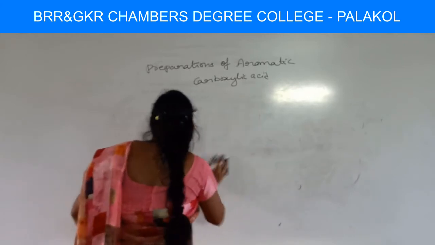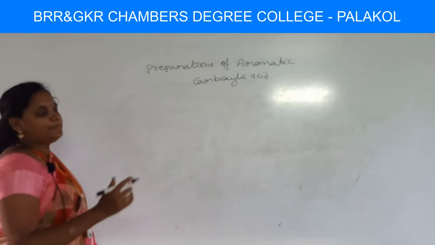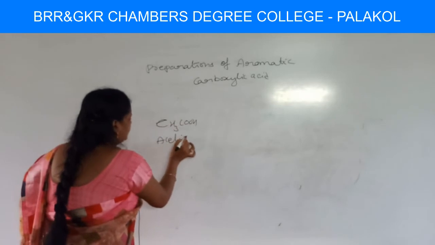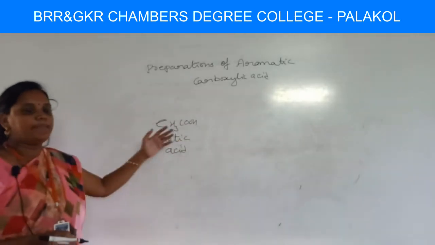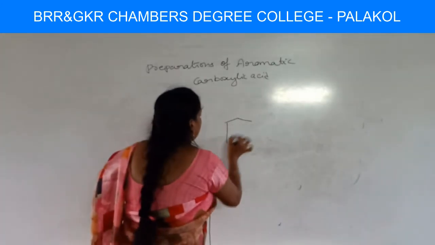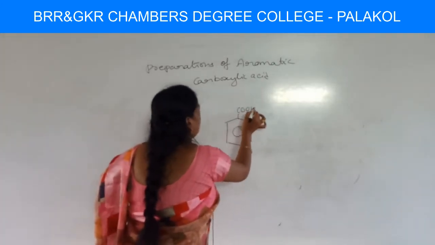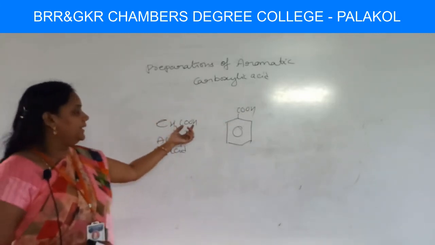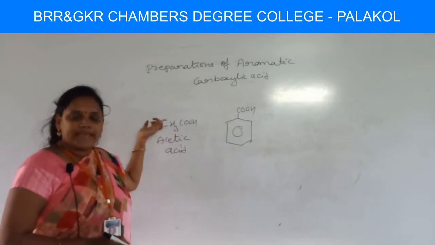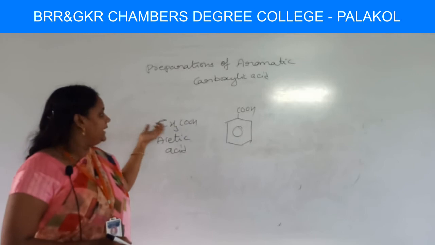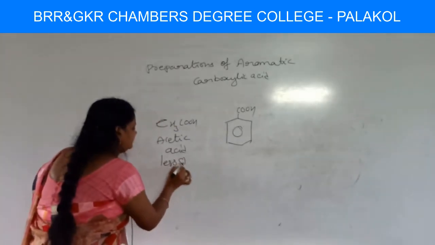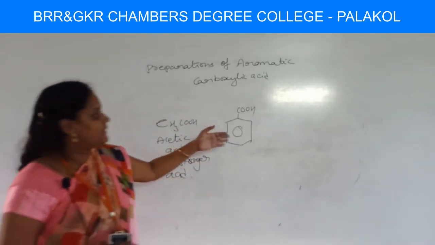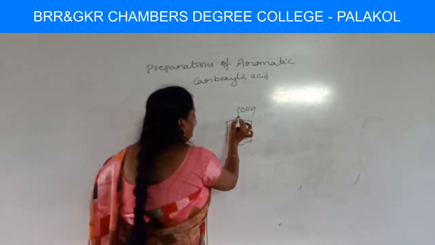Next, let us see the next one. For example, if you take CH3COOH, acetic acid, and if you compare acetic acid with benzoic acid, C6H5COOH, what happens? Here, the COOH group is attached to an electron releasing group, right? It is a less strong acid. Whereas, here the COOH group is attached to a carbon.